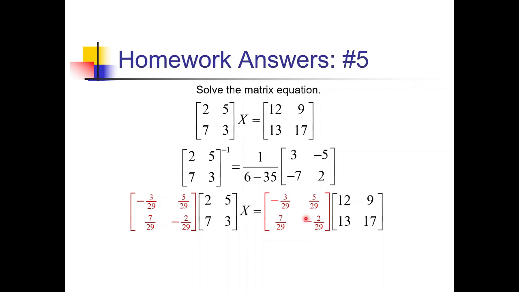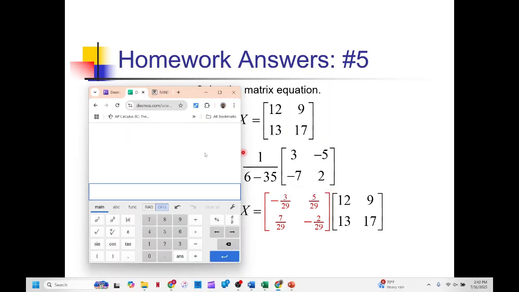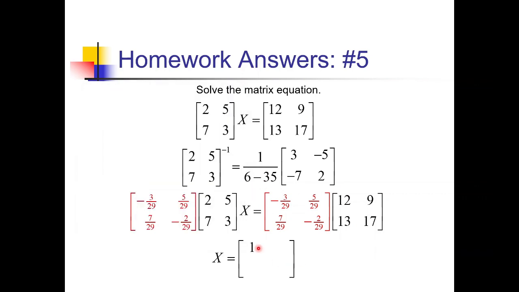All right, so we're going to do a little matrix multiplication with these two matrices, and I am not going to try to do this in my head. So let me pull up my Desmos calculator. Not the matrix calculator, just the regular one. So let's see, I'm going to do each row times each column. So we've got negative 3 over 29 times 12. And then we have to do plus 5 over 29 times 13. And if you can believe it, that comes out to just 1. Hey, we'll take it. So we got 1 there.